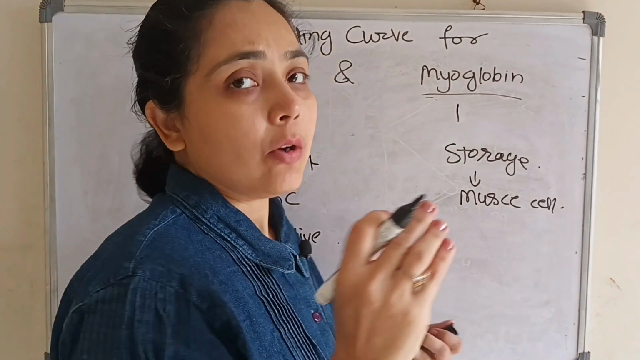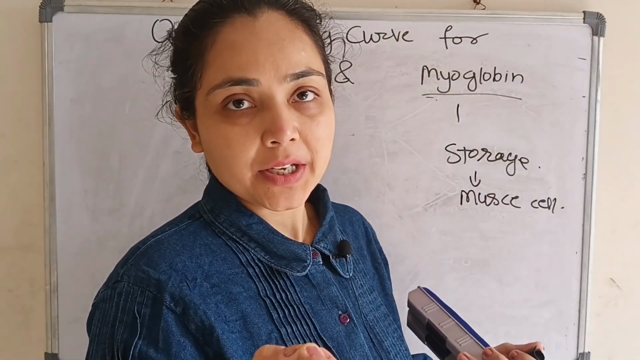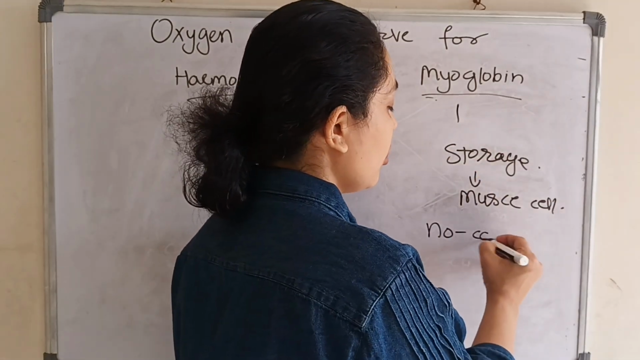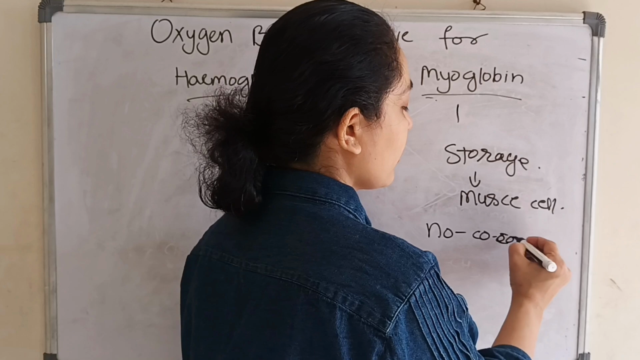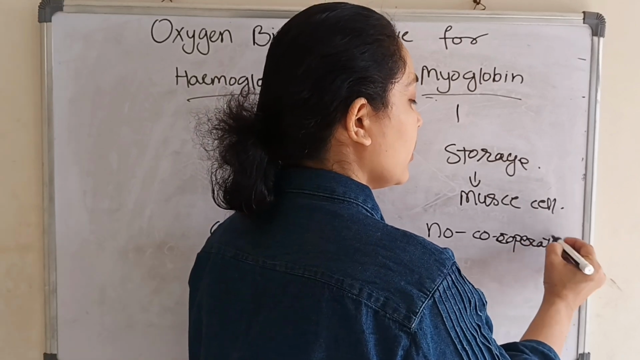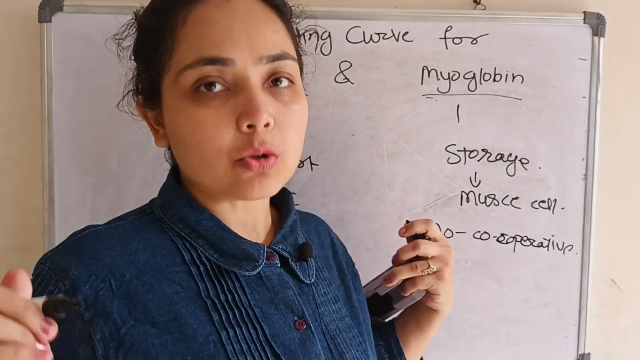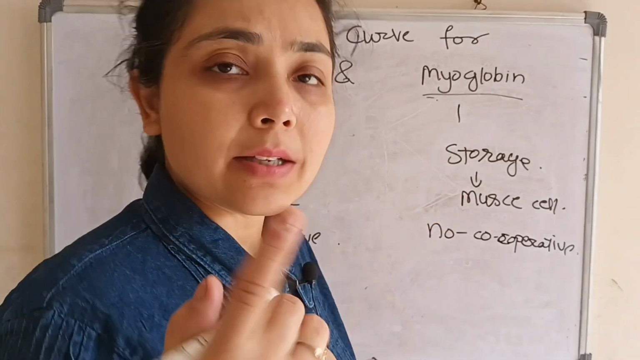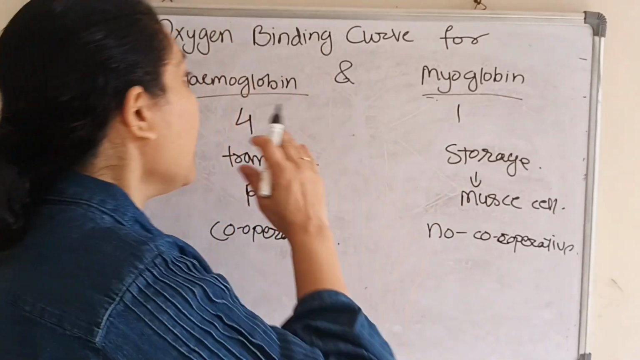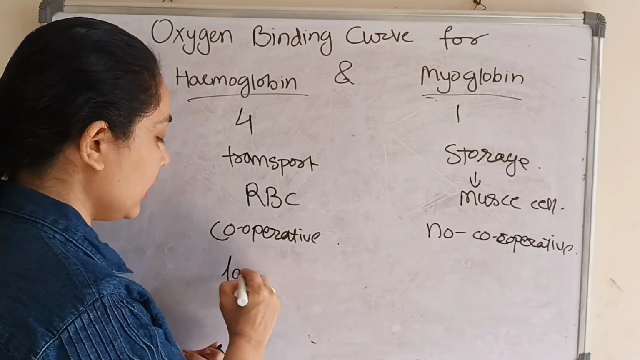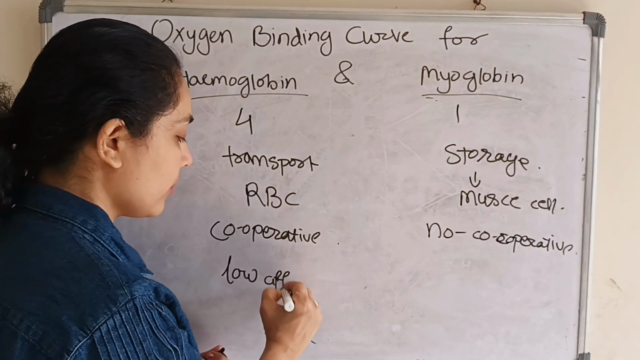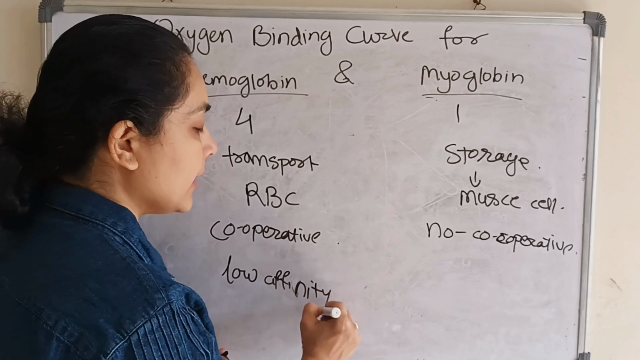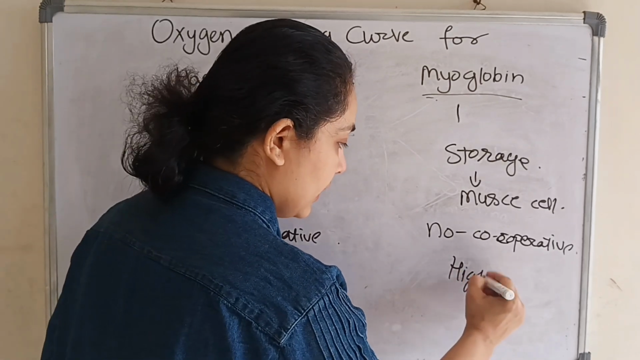But as myoglobin has only a single polypeptide chain, there is no cooperative binding. Okay, so hemoglobin shows the phenomenon of cooperative binding, while myoglobin shows no cooperative binding as it has only a single globin chain. Hemoglobin has a low affinity towards oxygen, while myoglobin has a high affinity.